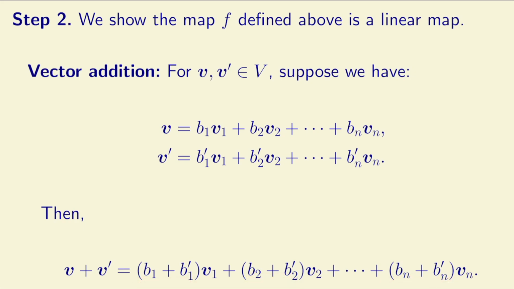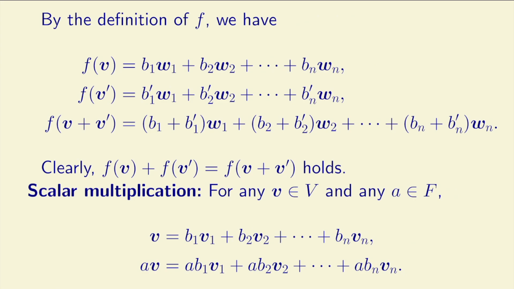So when we apply the definition of our new map f, we get f of v plus v prime equals (b1 plus b1 prime) w1 plus ... (bn plus bn prime) wn, that's the same as f of v plus f of v prime. It works. Now for scalar multiplication.